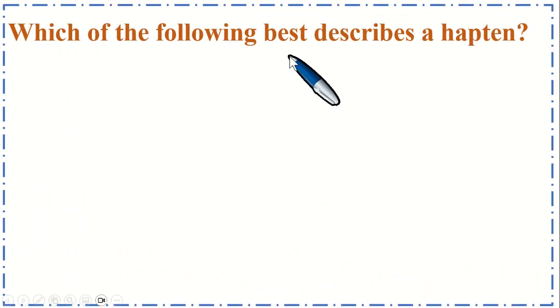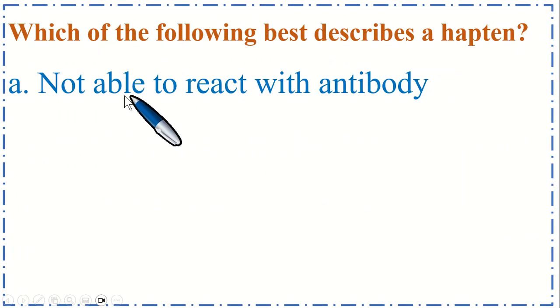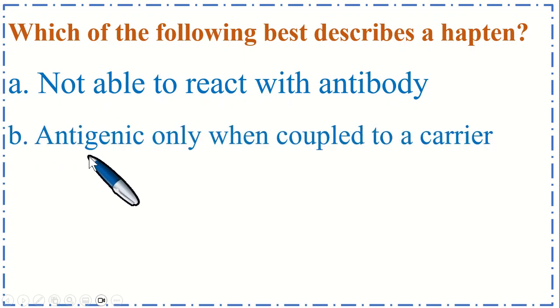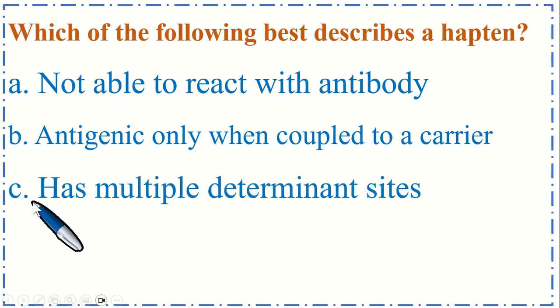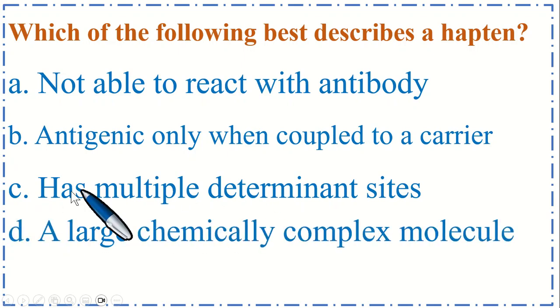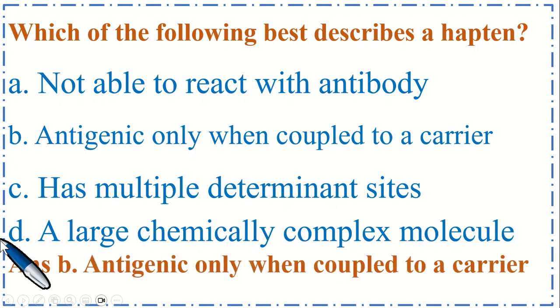Which of the following best describes a hapten? Option A, not able to react with antibody. B, antigenic only when coupled to a carrier. Option C, has multiple determinant sites. And option D, a large chemically complex molecule. So the correct option is B, antigenic only when coupled to a carrier.